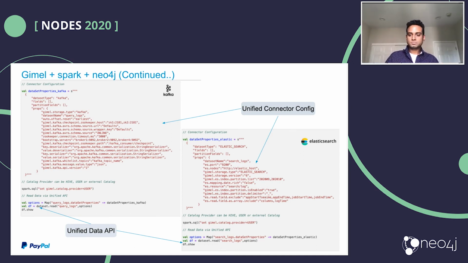Now, Gimel also offers the form of a catalog. If you see the line here, there is the catalog provider notion, where the catalog can be provided at runtime, or it can exist in a Hive table, or it could also come from something like a unified data catalog in PayPal or an external catalog in any other enterprise.